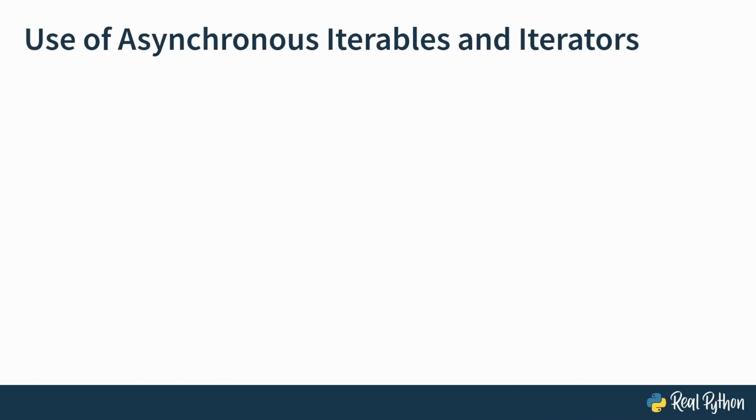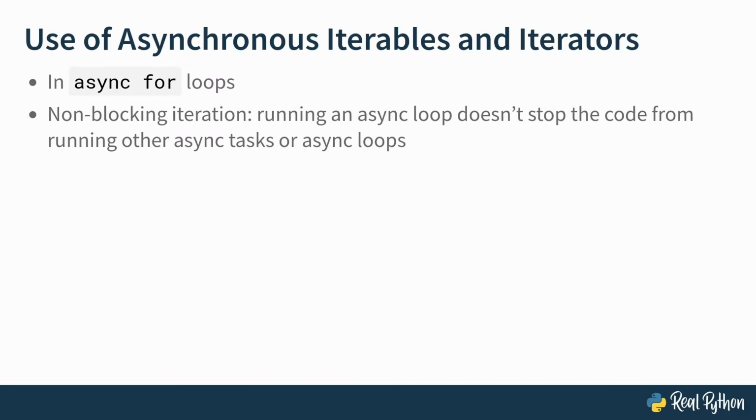Okay, so how do you use these things then? Well, you use them in asynchronous loops, as you might have expected. So async for loops, for example. And then in terms of use, I'd like to finally remind you of the key point of async iteration, and that is to provide non-blocking iteration. So what that means is that the running of an async loop, such as async for, doesn't block the code from running other async tasks or loops. So to hammer these concepts home and to see how they are being used in practice, you are going to introduce async iteration in your code example in the next lesson.